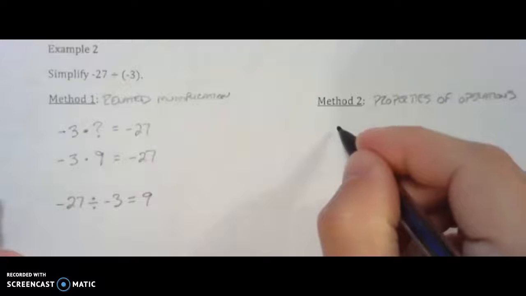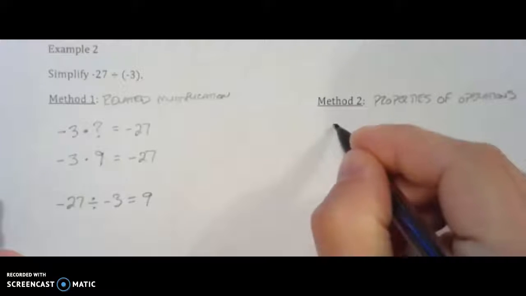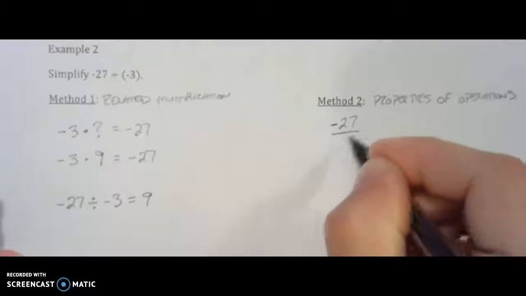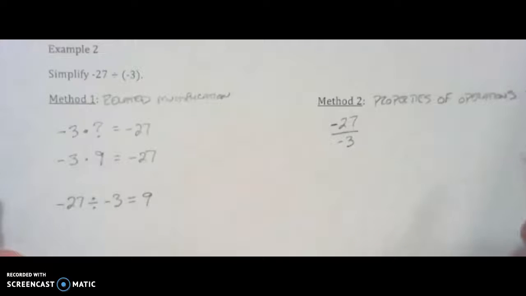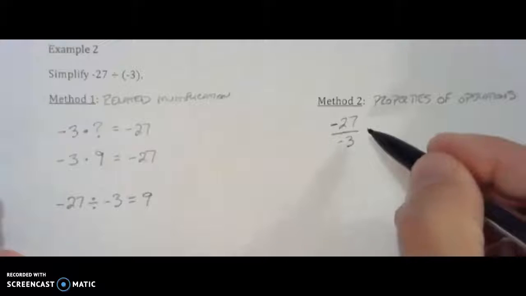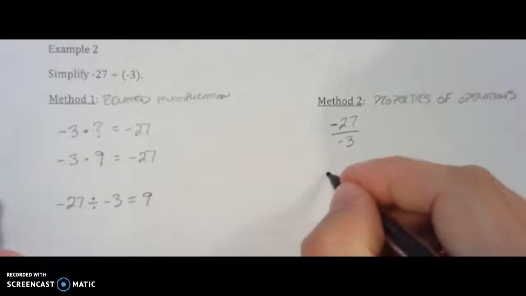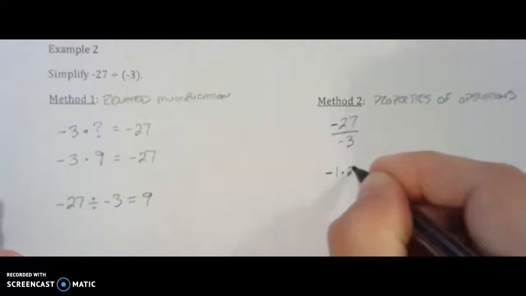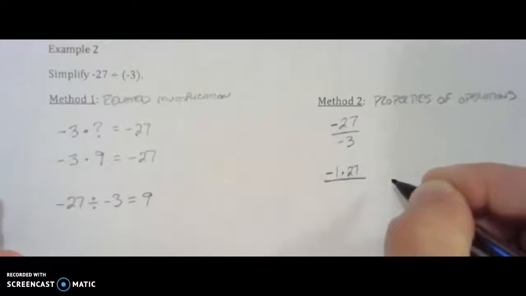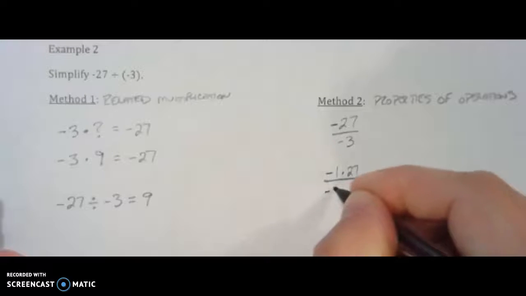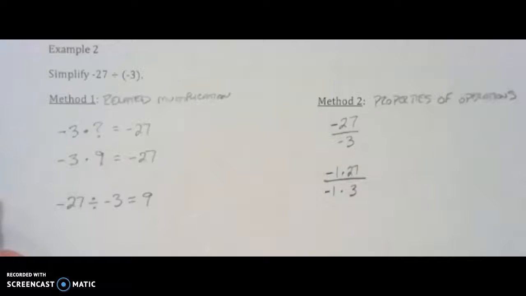With our properties of operations, we're going to do the division problem again. And I'm going to write the division problem like a fraction this time. I'm going to write negative 27 divided by negative 3. Again, a fraction represents division. And I can rewrite both of these numbers in a different way. Negative 27 is the same as negative 1 times 27. And similar to that, negative 3 is the same as negative 1 times 3.